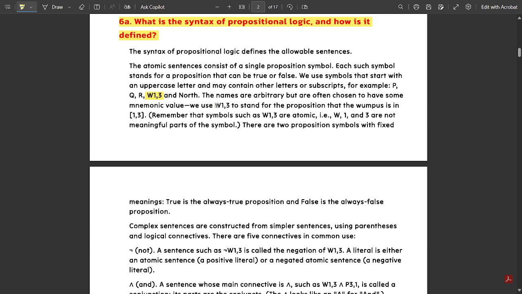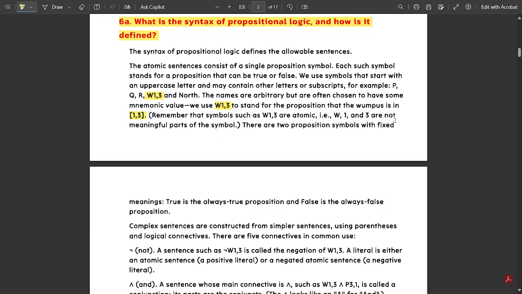We use W1,3 to stand for the proposition that the Wumpus is in 1,3. If you want to mention the Wumpus at 1,3, you can simply use a proposition symbol; in short form, you can say W1,3. Remember that symbols such as W1,3 are atomic, where W, 1 and 3 are not meaningful parts of the symbol. They are atomic, that is, you should pronounce it together.